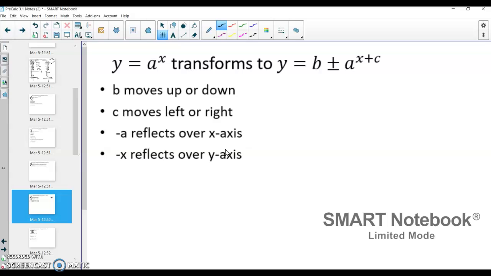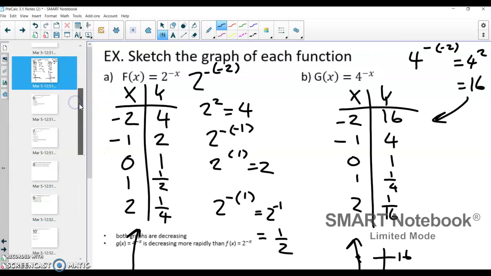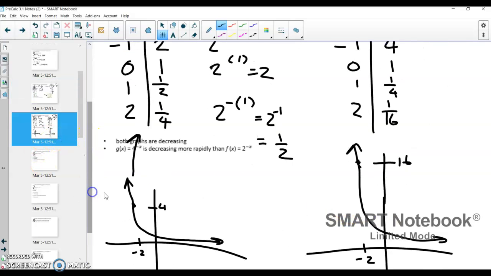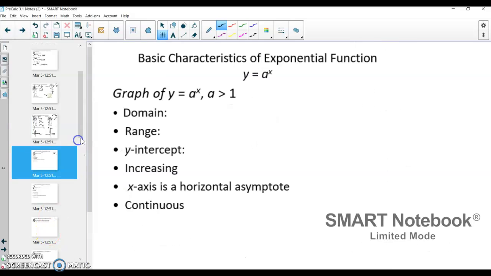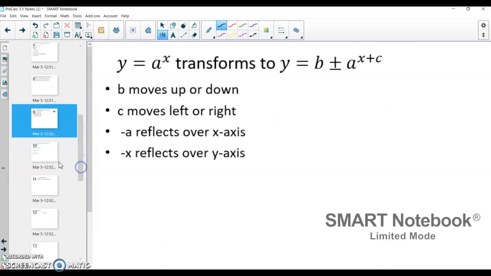So, and we see here, we have b is going to move it up or down, c is going to move it left or right, negative a is going to reflect over the x, negative x is going to reflect it over the y, and we did see that already. We saw that reflection over the y here. So it went this way when it was a positive x, and reflected over the y here when it was a negative x. So we saw some of that. And make sure, again, you're taking a look at those written notes to see those right there.